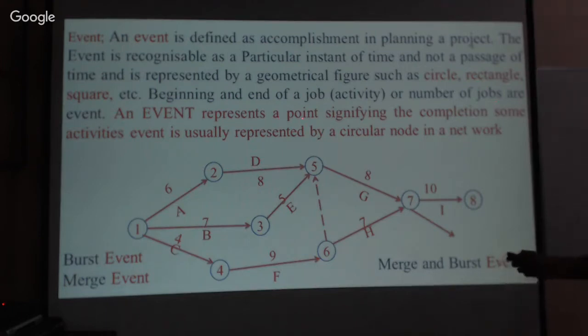An event represents a point signifying the completion of some activities. An event is usually represented by a circular node in the network. Now this is called the event, sometimes the node. Here, this is the activity taking place from 1 to 2. This is the activity and these are the events. The circular nodes are the events.